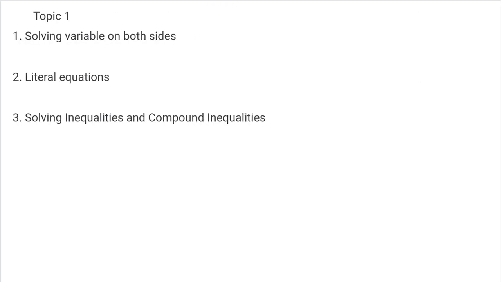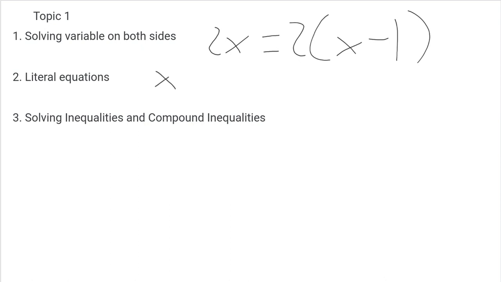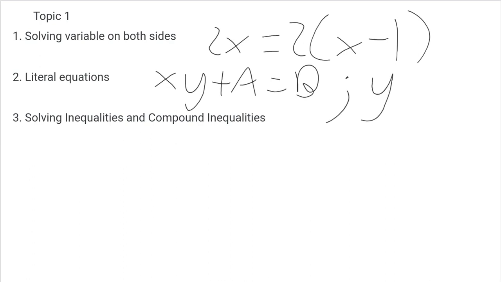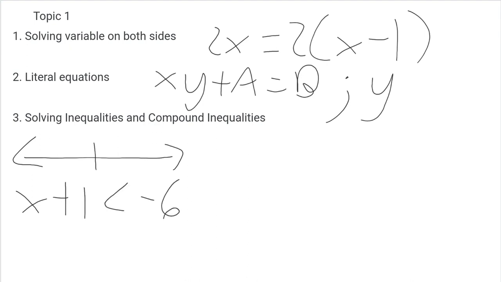So in topic 1, we worked with things where there were variables on both sides, and we had to solve to find out what x was. Literal equations was when it was only letters, and we had to solve for one of the letters. Solving inequalities is when we had a number line, and we had x and then a number, and then we had to do either an open or closed dot, and then shade.